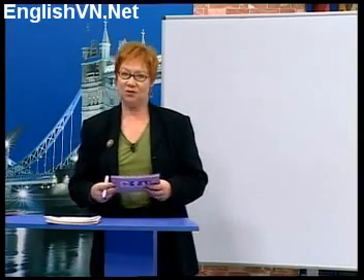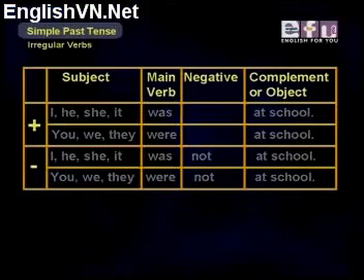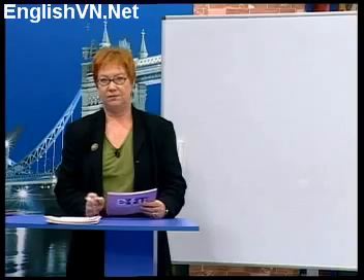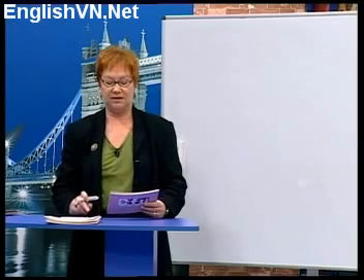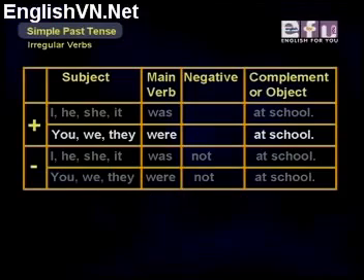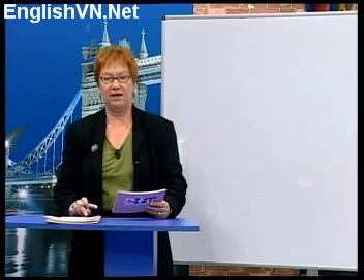Now, if you look at the screen, look at the examples on the screen, you can see how the sentences are put together. Now, we have subject, main verb, and complement. I, he, she, it was at school. I was at school. Subject, main verb, complement. Another example for positive, you, we, they were at school. Subject, main verb, complement. Okay?